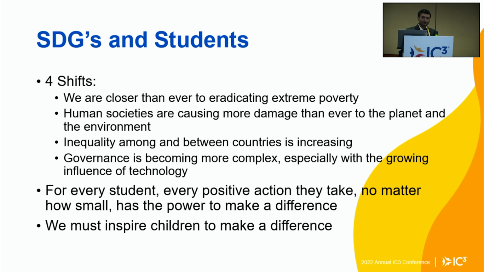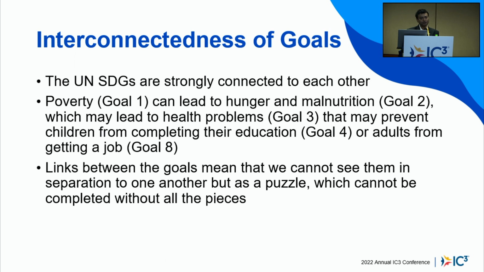So, as you saw, of those 17 goals, they're really connected to each other. One of the most important things, and I've given a small example here: you see, poverty, goal 1, leads to goal 2, leads to goal 3 with health problems. And then it becomes a barrier when children want to go and complete their education. So that quality education starts getting compromised, and then maybe it will prevent them from getting ready and being able to secure a job.